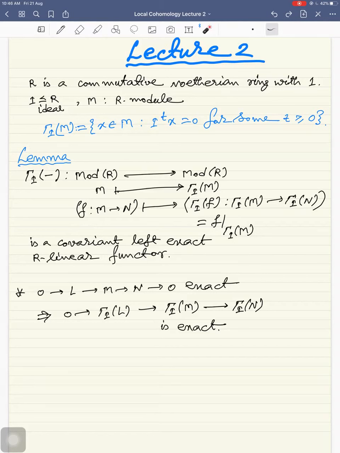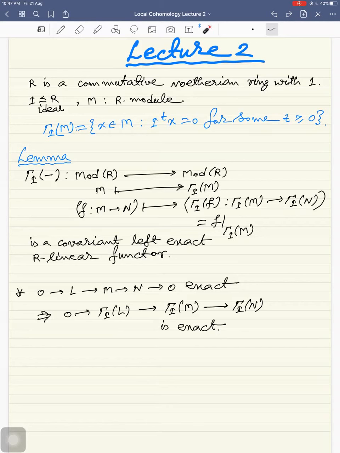So as before, you consider your base ring is a commutative Noetherian ring with identity, and you consider an ideal I and M is an R module. Then the I-torsion part of M is just the collection of those elements of M that are annihilated by some power of I. Okay, so I to the power t times x equals 0 for some t greater than or equal to 0.